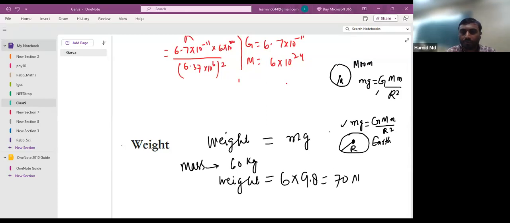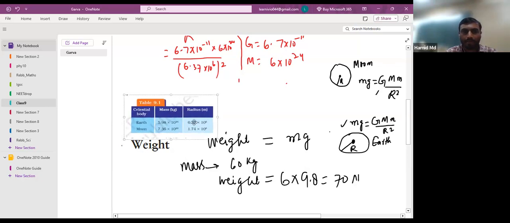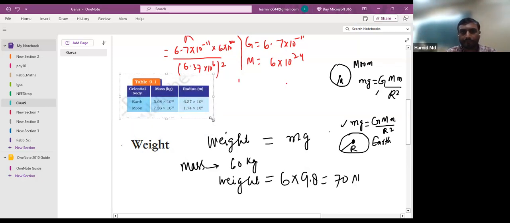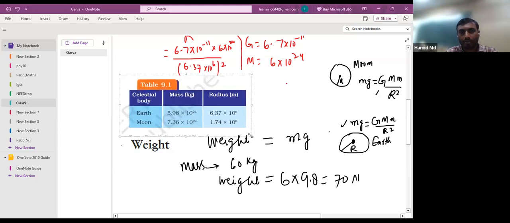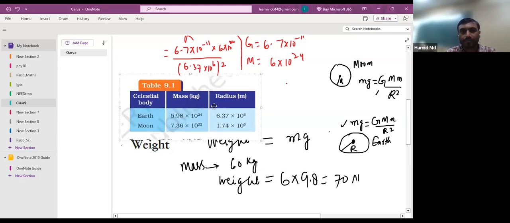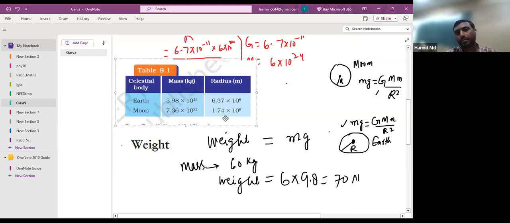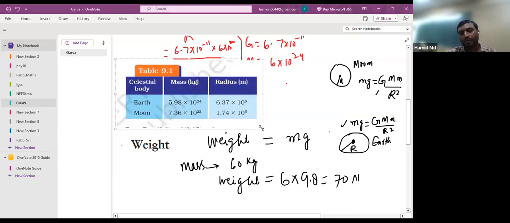The last day we stopped here. Today it is my mission to accomplish it. Is this table visible? Is this visible? So now my question, I'm framing the question to you guys.